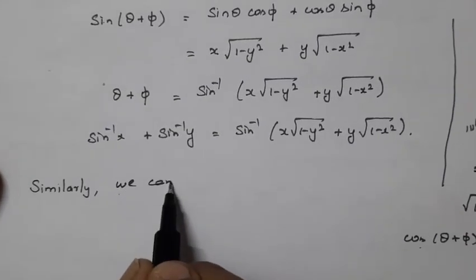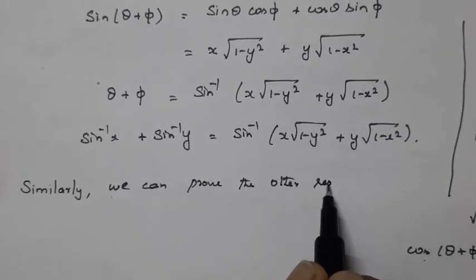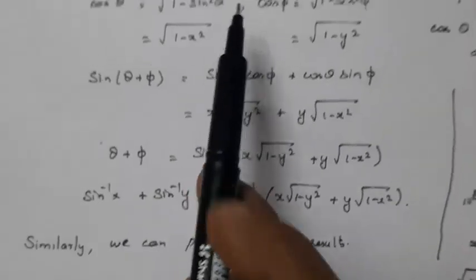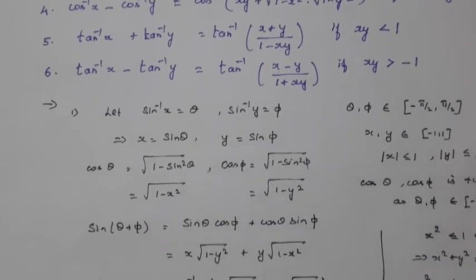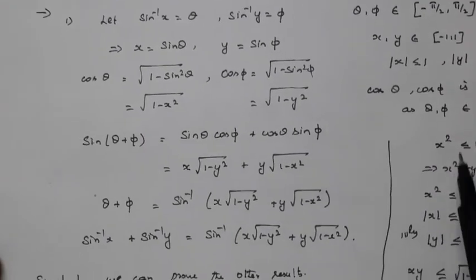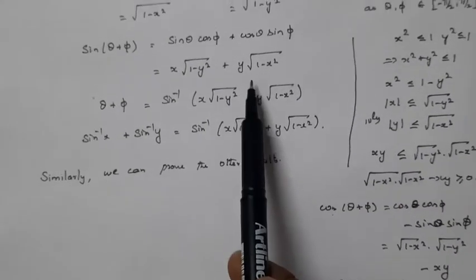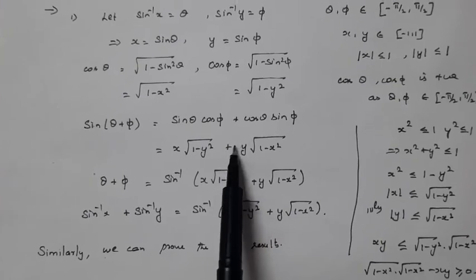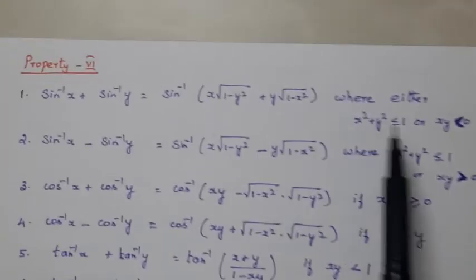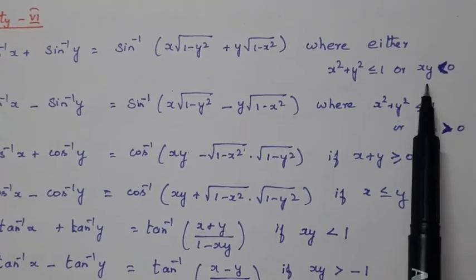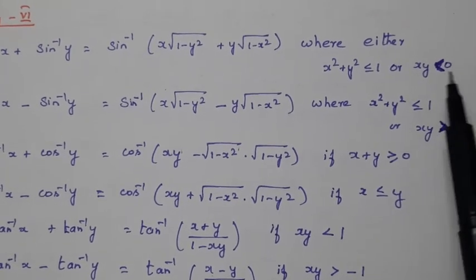Similarly we can prove the other results. If you are asked to prove the property, it is enough if you give this proof. This explanation is for your understanding, so there is no need to write it. But one more condition is there, and if you want to take this condition, you have to go into some depth. That depth is not necessary for you, so leave it.